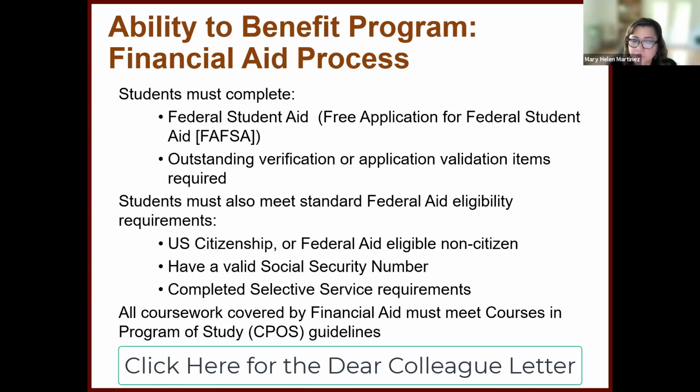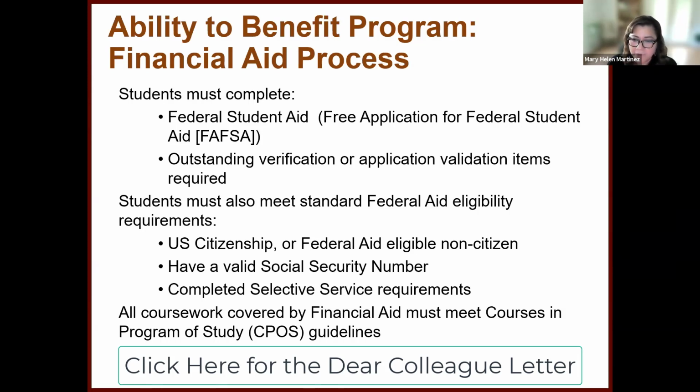So that's what they call CPOS guidelines. And that is a sequence of courses. And if you've heard of guided pathways, well, we have guided pathways, which allow students to identify all the courses in that sequence in order to get them from point A to point B. And what financial aid is saying now is if you deviate, financial aid may not pay for that.